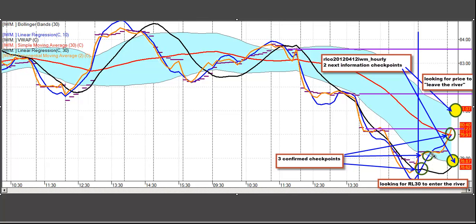So I've got 3 confirmed sightings of the herd, if you will. The crossover, the fast entering the river, fast crossing the mean. Now I'm looking for more confirmation, leaving the river on the fast regression line in price, and then entering the river with the slow regression.